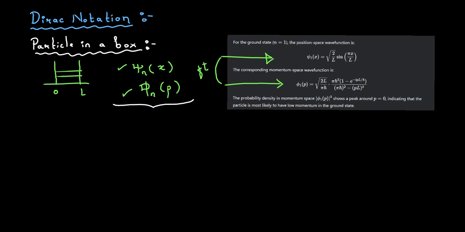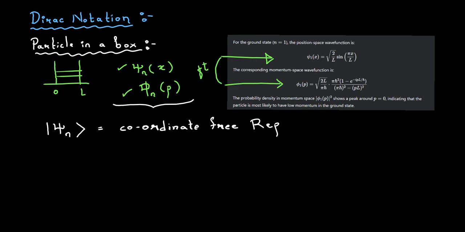This is where the Dirac notation comes about, and we can represent the state of the particle in a box by this ket vector psi n. Now interestingly, psi n is a coordinate free representation. Let's write it more nicely: coordinate free representation. Now how do you move from a coordinate free representation to a representation in momentum or position space? We can do it like this.